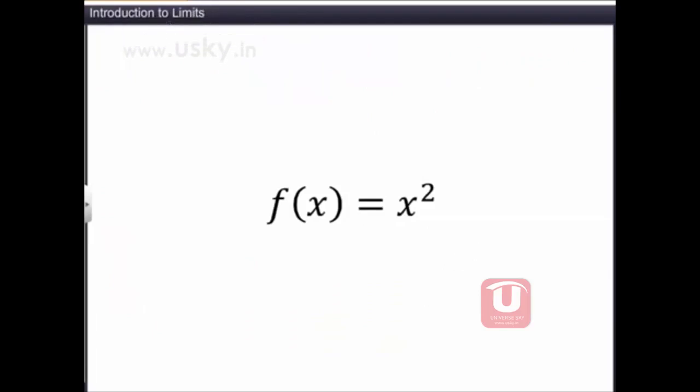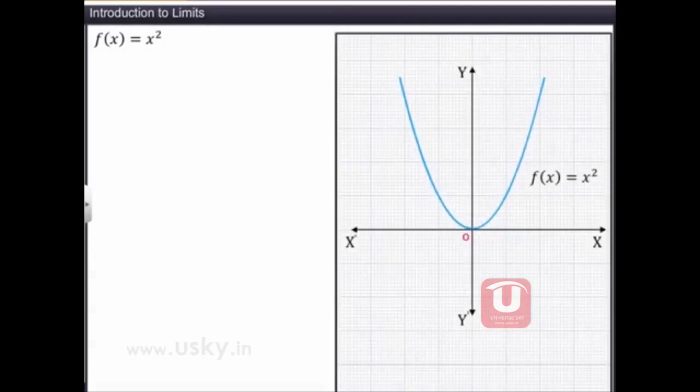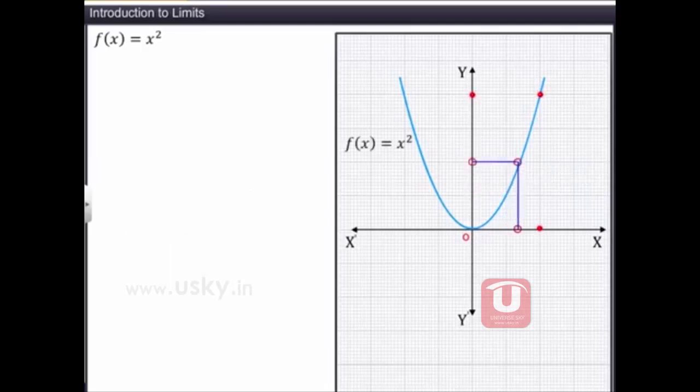We will extend this understanding of the concept of limit to functions. Suppose we have a function, x squared, which is in fact a parabola. Let's observe the graph of this function. Here, our interest is to find at what point the value of the function reaches a certain value. Here in the graph, we wish to find the value of the function as x approaches any arbitrary point a.